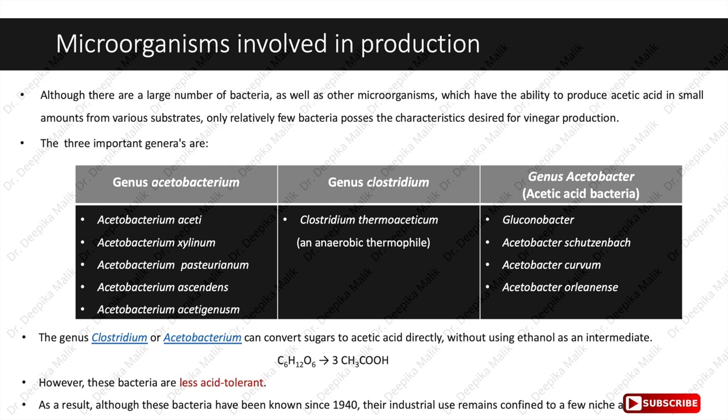The second genus is Clostridium, like Clostridium thermoaceticum, which is an anaerobic thermophile. The third genus is the genus Acetobacter, which are also known as acetic acid bacteria. These include Gluconobacter, Acetobacter schusenbach, Acetobacter curvum, and Acetobacter oleanens. The genus Clostridium or Acetobacterium can convert sugars to acetic acid directly without using ethanol as an intermediate. However, these bacteria are less acid tolerant. As a result, although these bacteria have been known since 1940, their industrial use remains confined to a few niche applications.